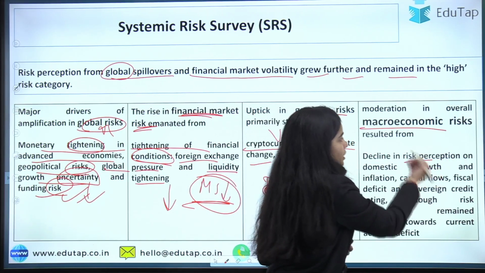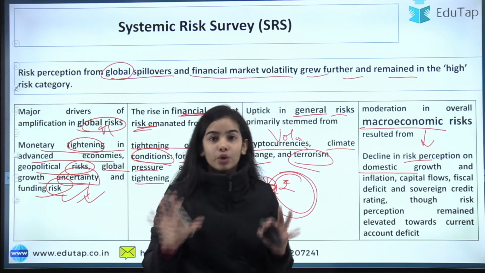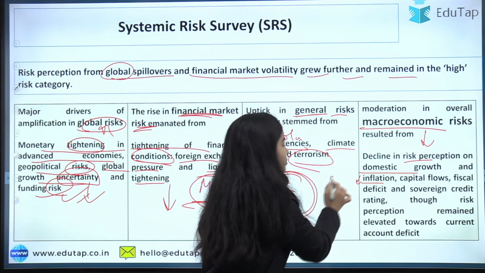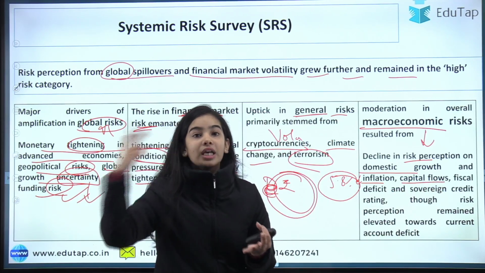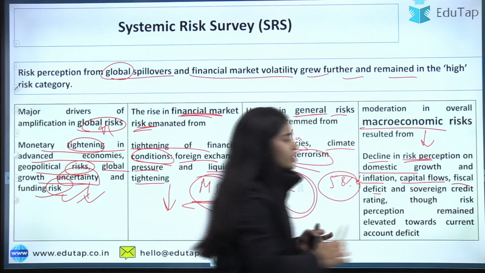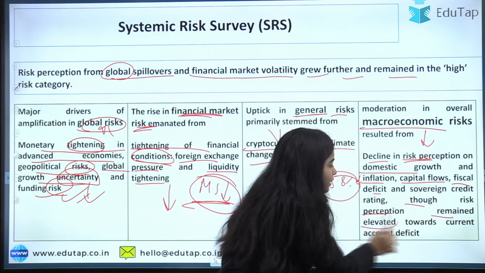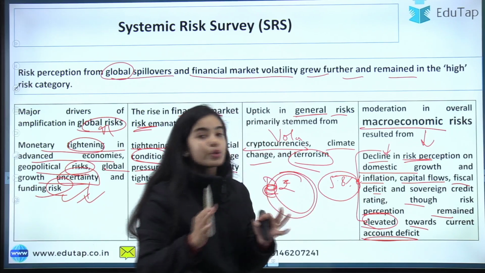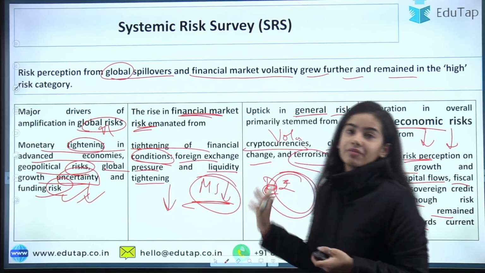The decline in risk perception. Macroeconomic risk has declined. Why? Because domestic growth is happening well. The inflation is being controlled. We have seen inflation come down to 5.8% in November 2022. Capital flows were going out, but they have stopped for now. There is a decline in risk perception regarding the fiscal deficit and the sovereign credit rating, though the risk perception remained elevated towards the current account deficit. So for these things, the risk declined, and due to which the macroeconomic risk as a whole declined. So I hope you have understood this very well.